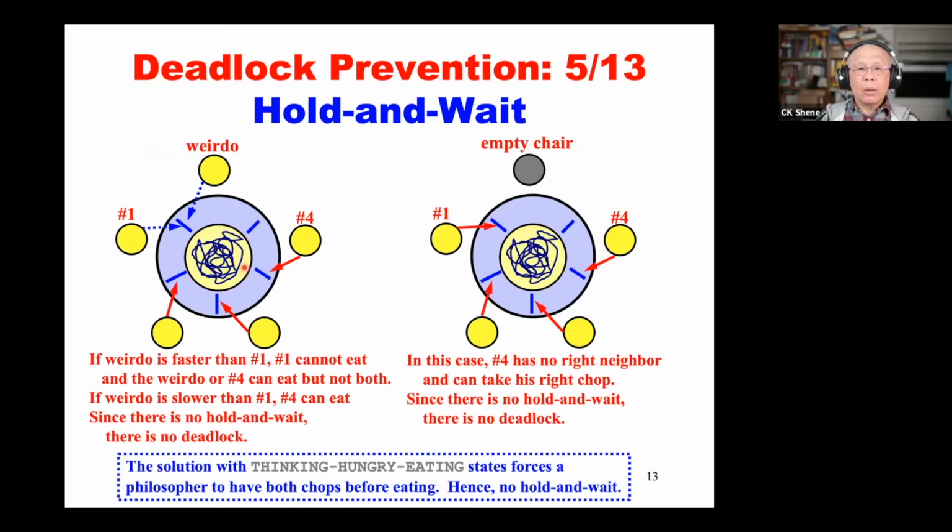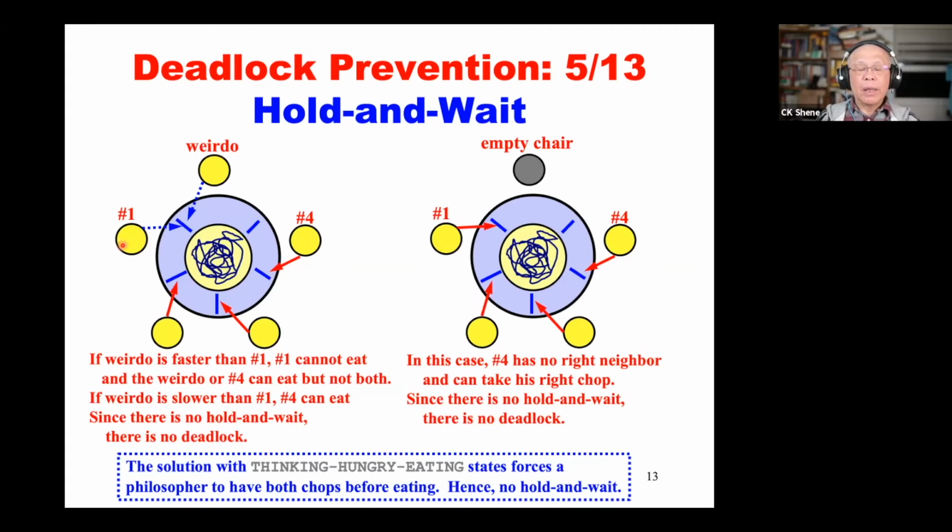In the weirdo version, philosophers 1, 2, 3, 4 are normal. They take the left chopstick first, followed by the right one. But the weirdo always takes his right chopstick first, followed by the left one. So here, look at the diagram. If the weirdo is faster than number 1, the weirdo would have his right chopstick.